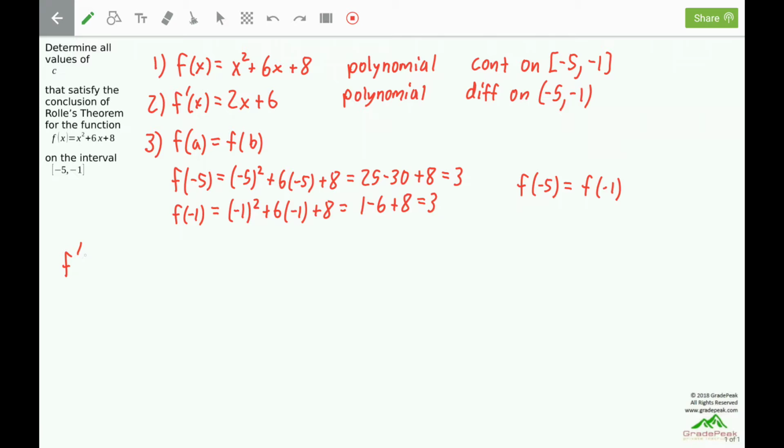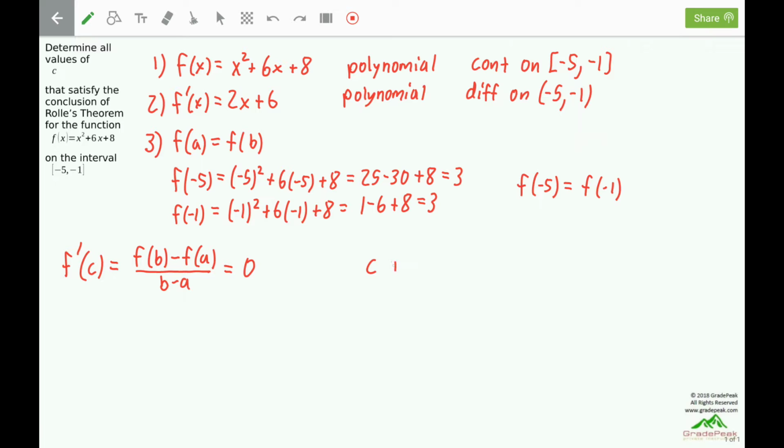Rolle's theorem says the slope of the tangent line at some value c will equal the slope of the secant line connecting the endpoints, f of b minus f of a over b minus a. This is the result of the mean value theorem. For Rolle's theorem, we have the third condition that f of a and f of b are the same value, so when they subtract, it comes out to 0. So Rolle's theorem is that the slope of the tangent line equals 0.